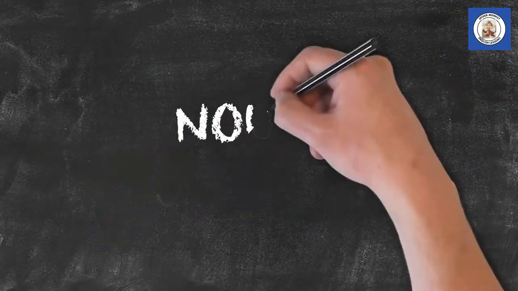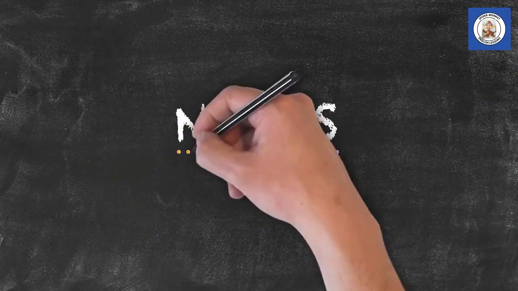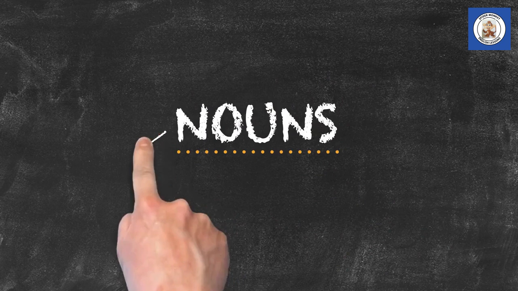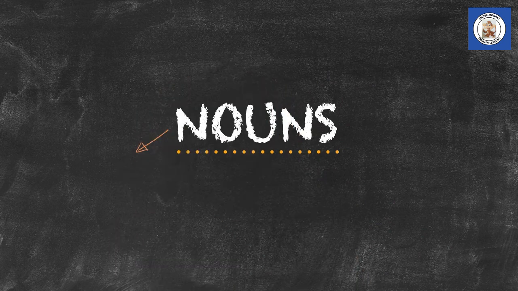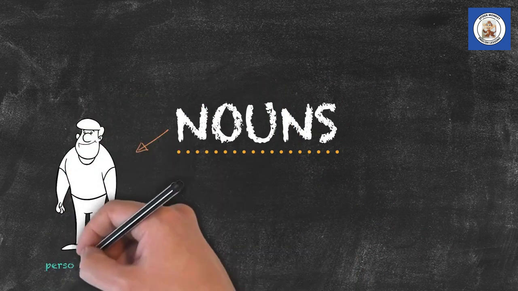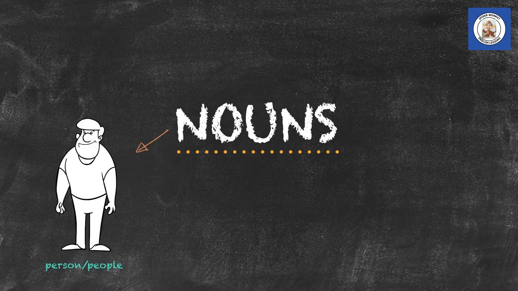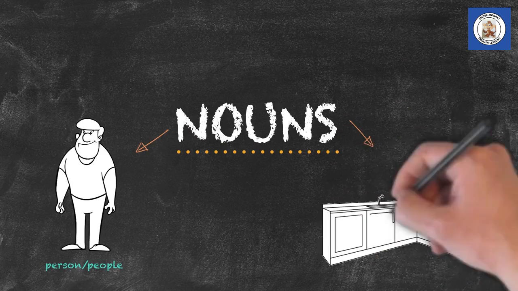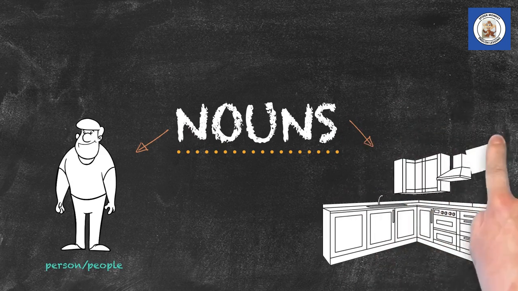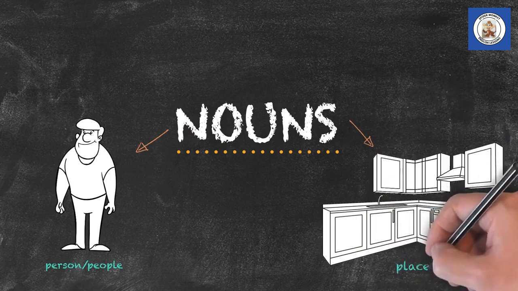Let's begin our examination of parts of speech with nouns. Nouns are our naming words. They name a person or people, such as Jack, Jill, brother, Prime Minister. We have a place or places, such as kitchen, Tokyo.